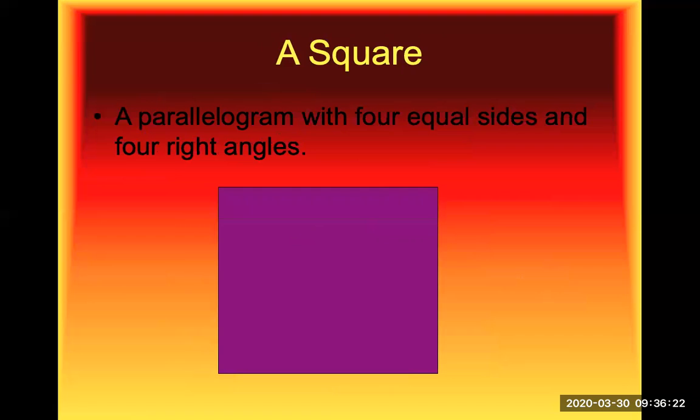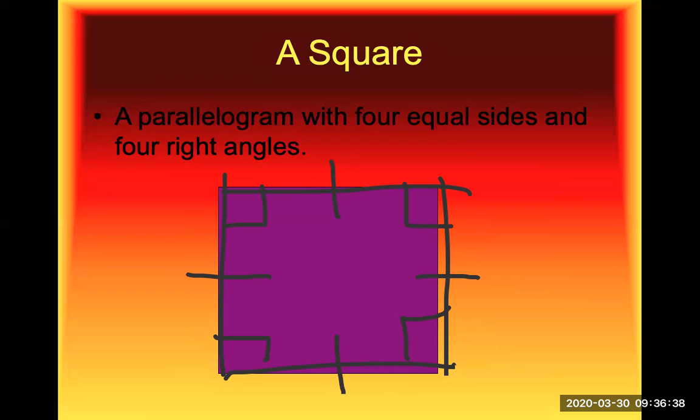A square is a lot like a rectangle. The opposite sides are parallel and they are congruent. And there are right angles. But what makes this different is that each of the sides is the same length. That's what makes it a square. It also makes it a rhombus. But the way it's different or more specific than a rhombus is that the right angles make it a square.